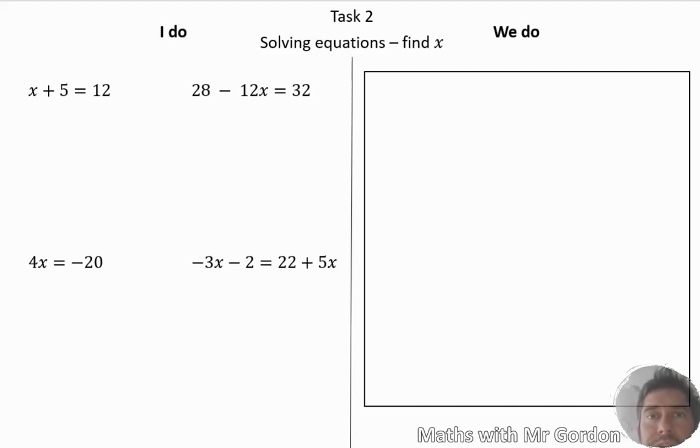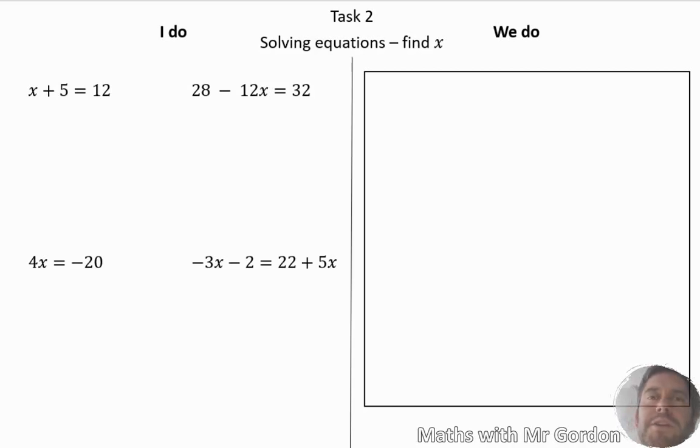We're solving equations, which means we've got enough information to find out what a variable or unknown is. So if we have a look at this first question here, we have x plus 5 equals 12. That's saying that some unknown number plus 5 equals 12, and we want to figure out what that number is. Now, you might just know the answer to that.